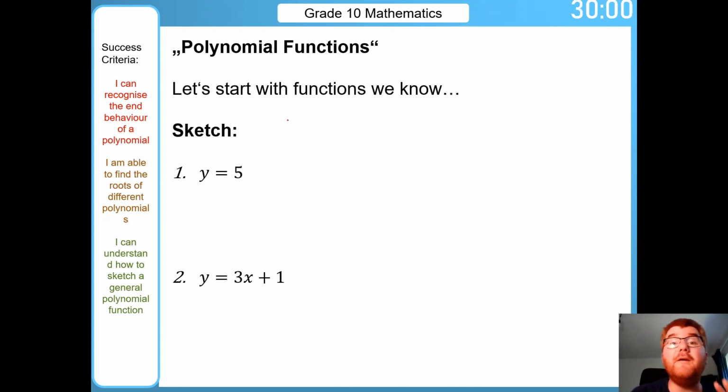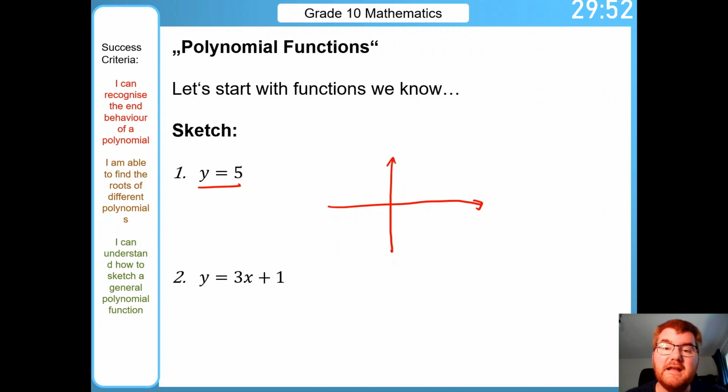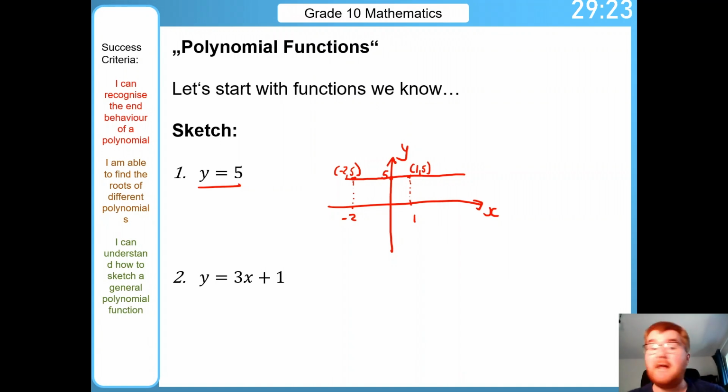So first of all, let's start with functions that we actually know. If we want to sketch y equals 5, if we do a quick graph here, the key thing to realize is we start with our y-intercept of 5. But notice if I did a point here as well, this would be the coordinate (1, 5), or if I did a coordinate over here, this would be at (-2, 5). Okay, what do all these things have in common? Well, they all have 5 as the y coordinate, and this actually makes a horizontal line. So y equals 5 is just a horizontal line, but you do need to know that basic function.